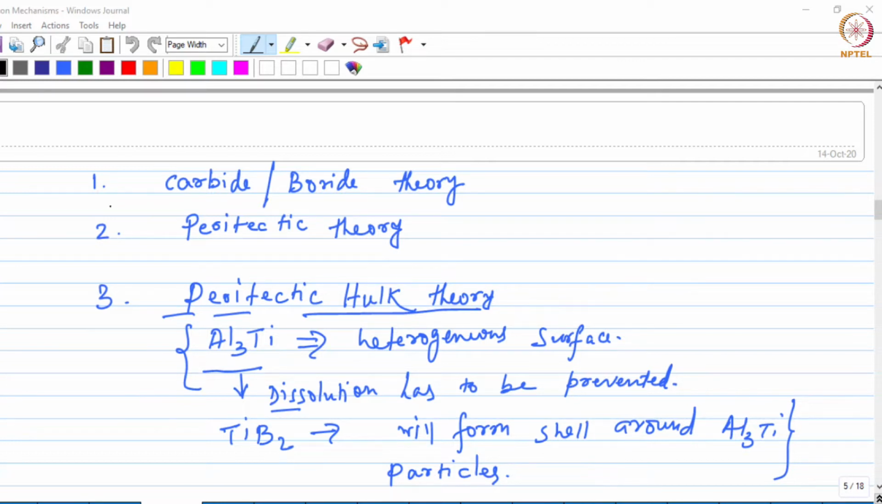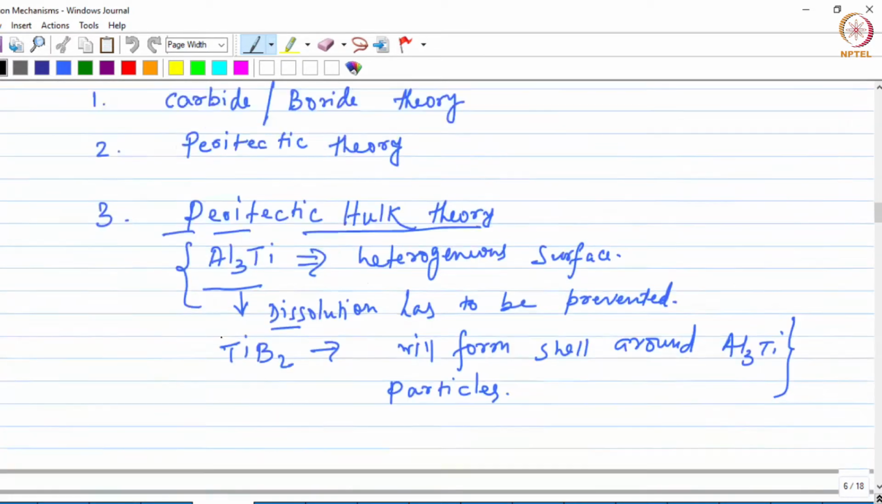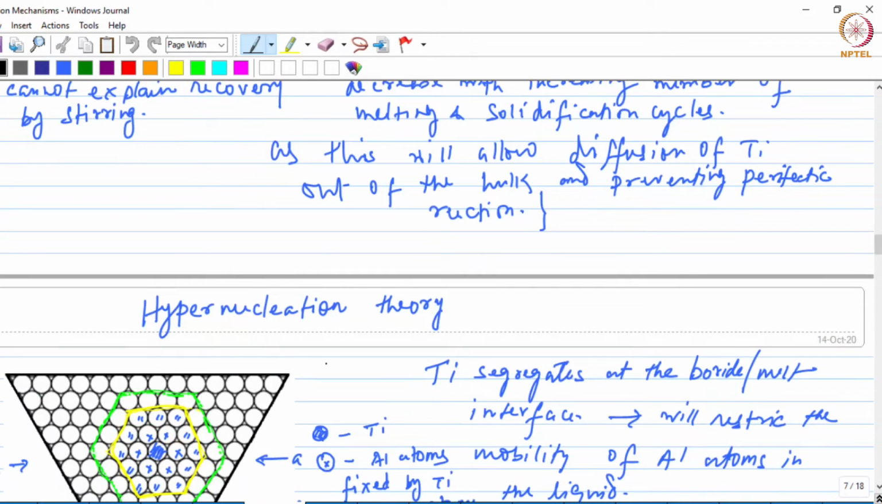in the melt, and these are as follows: carbide boride theory, peritectic theory, peritectic hulk theory, and then we also discussed the hypernucleation theory. So these are the 4 different mechanisms that we have talked about in detail in the past couple of classes.